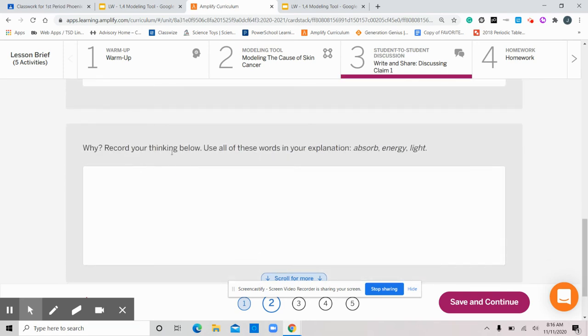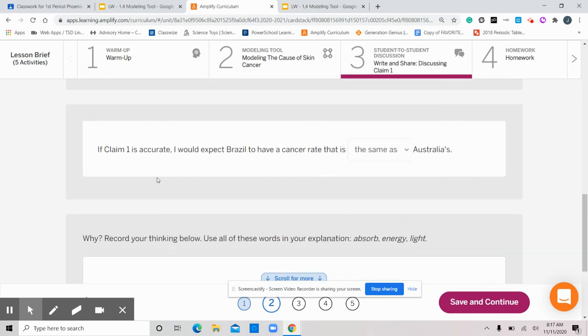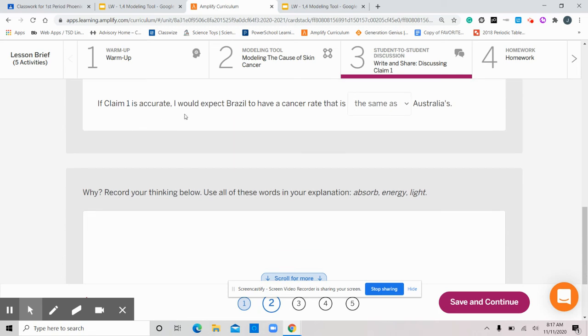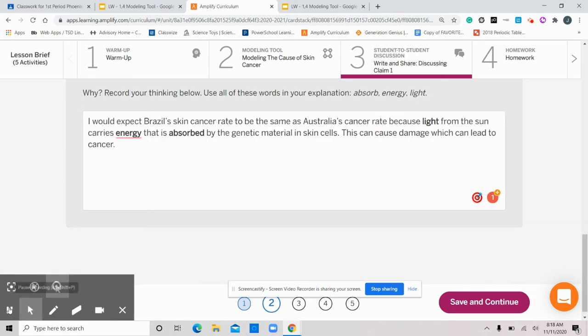Now, I would like you to answer this question, because you do need to understand the concepts of absorb, energy, and light and how they all relate. So if claim one is accurate, I would expect Brazil to have a cancer rate that is the same as Australia's. Now you're going to answer why. You want to explain your thinking using these three words. Go ahead and pause the video and answer that now.